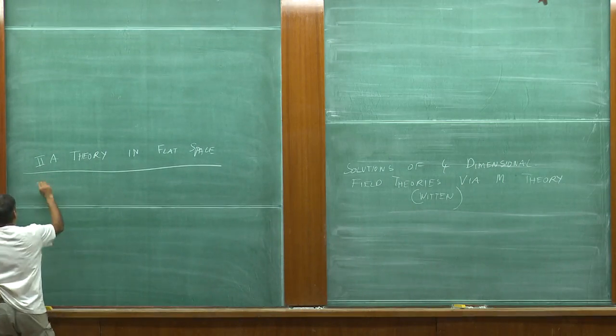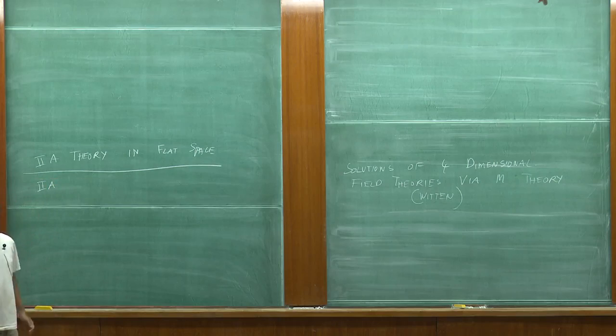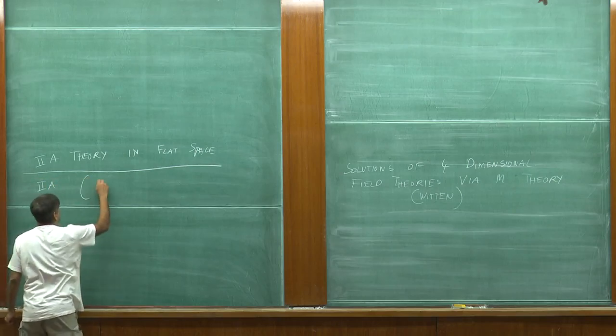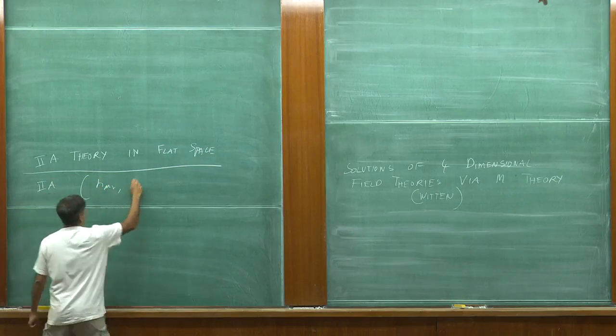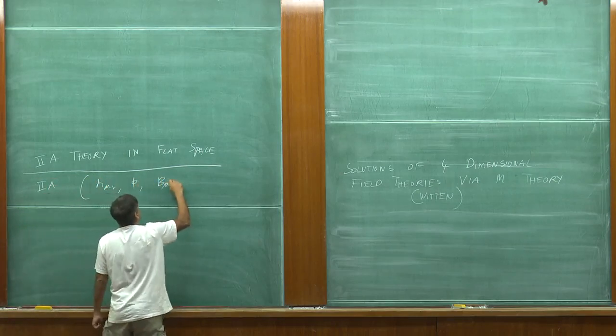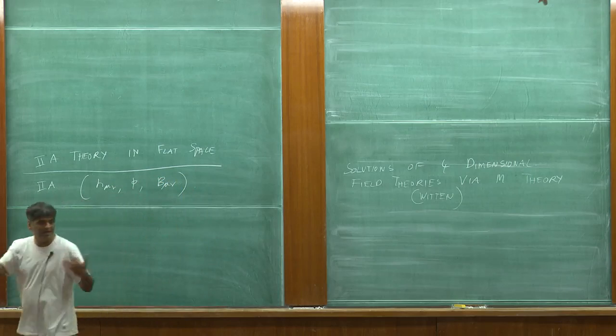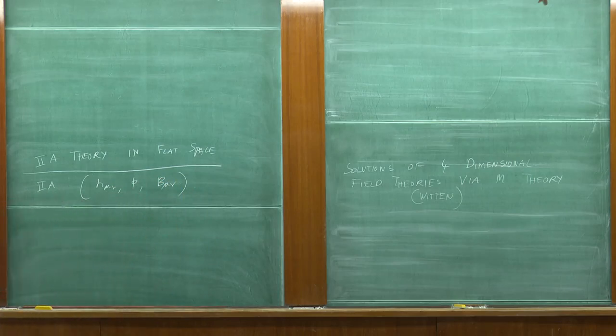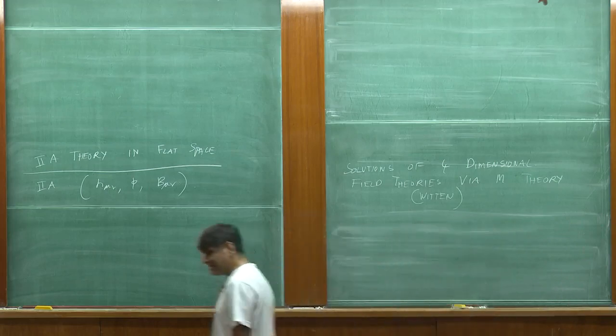Type 2A theory, like every string theory, has the bosonic massless fields from the NS-NS sector, which are the metric, the dilaton, and the antisymmetric B mu nu field. Every string theory has these because they come from the NS-NS sector, and the NS-NS sector is in every string theory. In addition, type 2A theory has the following objects.